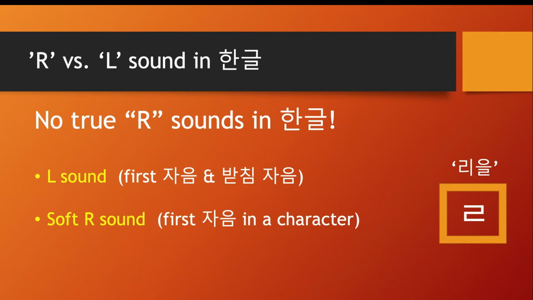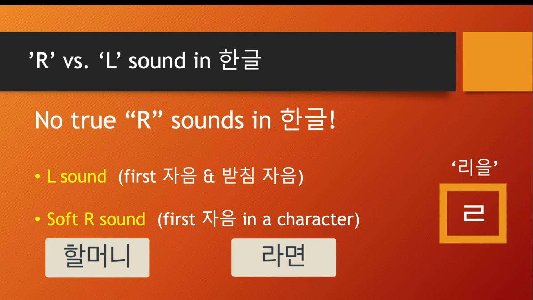Let's take a look at examples. 할머니, grandmother, and 라면, instant noodle. 할머니, 할 has a 받침 자음, so it is pronounced with an L sound, 할. 라면 has 라 as the first 자음 of a character, so some people pronounce it as 라면 with L. Another group of people pronounce it as 라면 with a soft R. But nobody actually pronounces it with a true R sound, like ramen. Nobody says that in Korea. So either 라면 is acceptable.